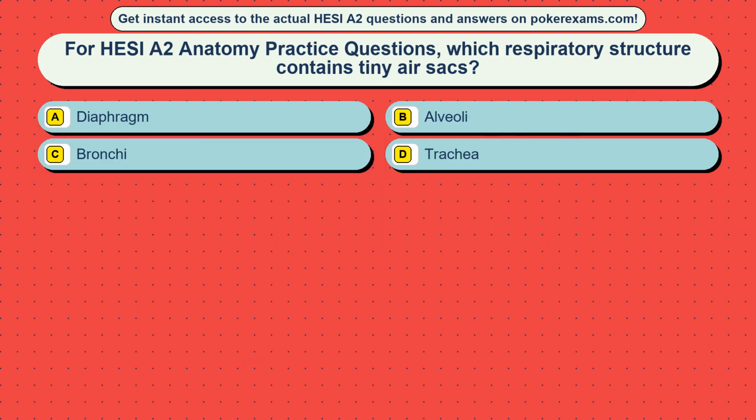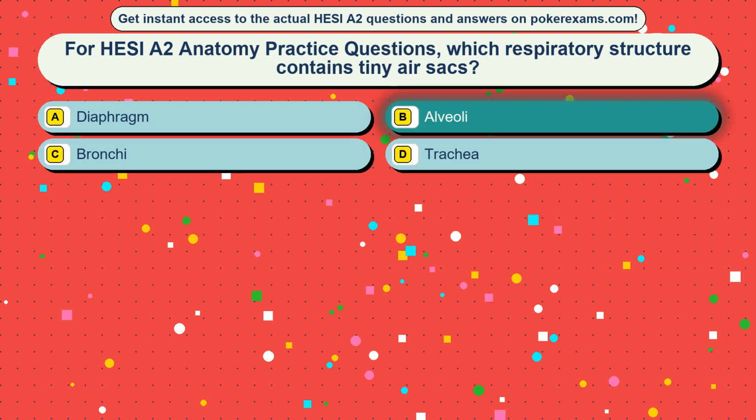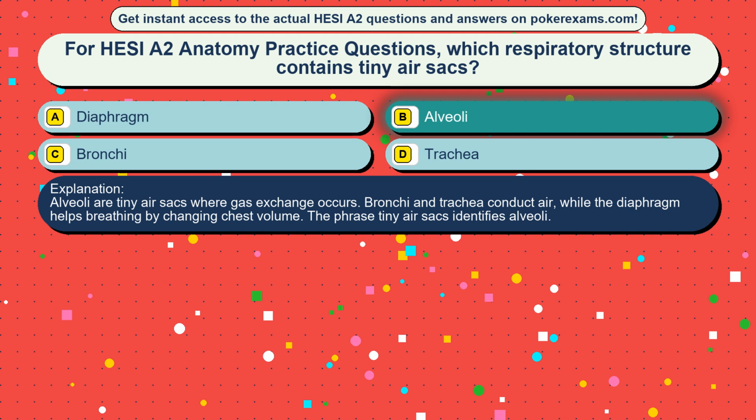Question 12. For HESI A2 anatomy practice questions, which respiratory structure contains tiny sacs? Option A, diaphragm. Option B, alveoli. Option C, bronchi. Option D, trachea. The correct answer is option B, alveoli. Alveoli are tiny air sacs where gas exchange occurs. Bronchi and trachea conduct air, while the diaphragm helps breathing by changing chest volume. The phrase tiny air sacs identifies alveoli.